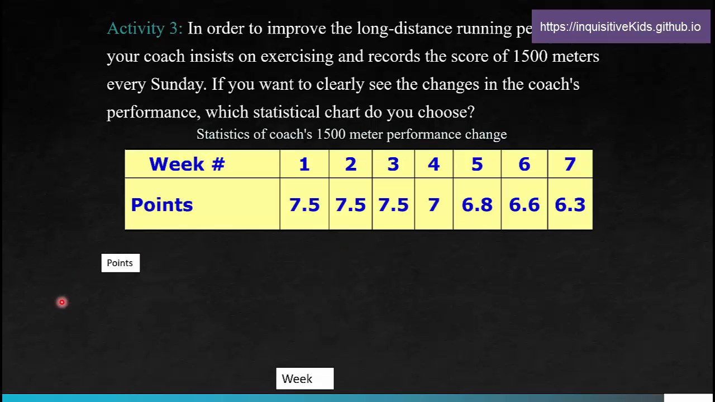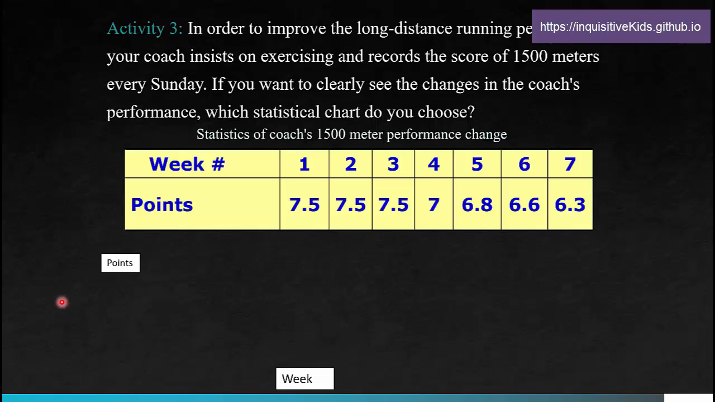Activity 3. In order to improve the long-distance running performance, your coach insists on exercising and records a score of 1,500 meters every Sunday. If you want to clearly see the changes in the coach's performance, what statistical chart would you choose? And this is the statistics of the coach's 1,500 meter performance change.